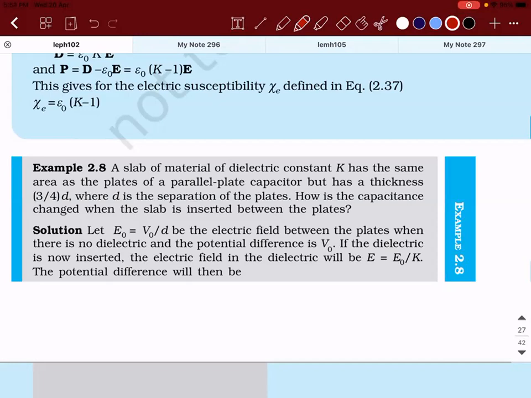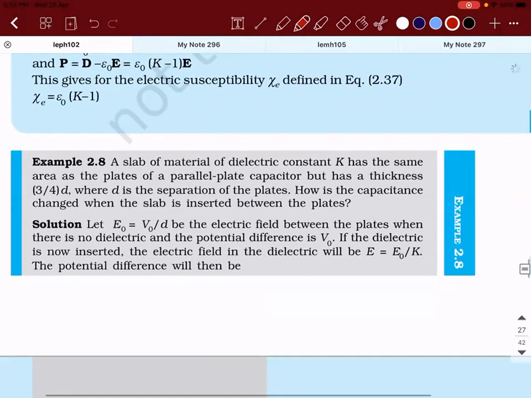I don't know what is the answer. So what are you able to understand? There is a material of dielectric constant K that has the same area as that of the parallel plate capacitor, but has a thickness of 3 by 4 D, where D is the separation between the plates. How is the capacitance changed?